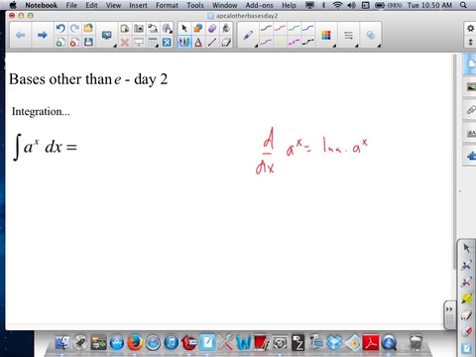Now, to do the antiderivative, which means what you would do to get back to a to the x, that winds up being 1 over the ln of a times a to the x plus c. And if I did the derivative of this function here, guess what I would get? I would get back to a to the x. So why don't you commit this to your notes, and let's try a few problems.